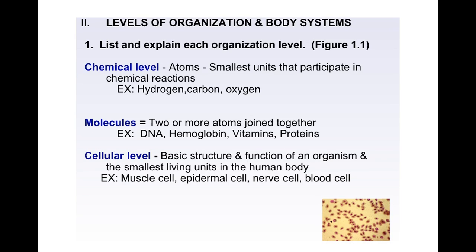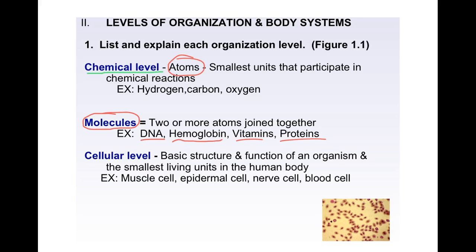Now the levels of organization of the body's systems. If you took biology before, you kind of remember we went over this, 2 or 3 years ago, depending on what grade you are. The very smallest level would be the chemical level, and that's where you're talking about atoms, the smallest units that participate in chemical reactions. Next, when you get 2 or more atoms bonded together, you get what's called a molecule. So, for example, DNA that's in your body, or hemoglobin, which helps you transport oxygen around the body, vitamins, proteins, etc.